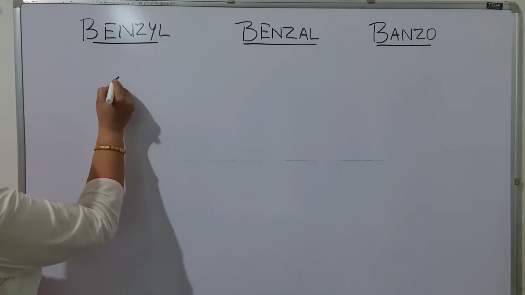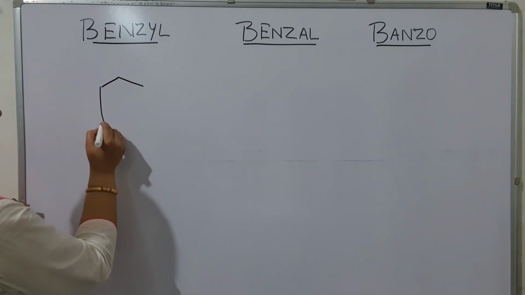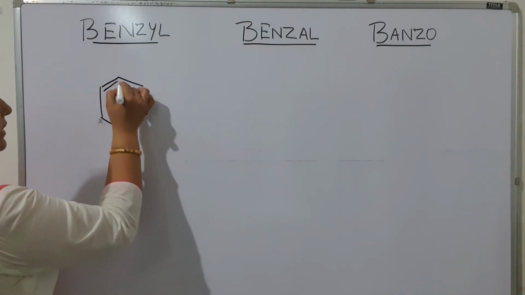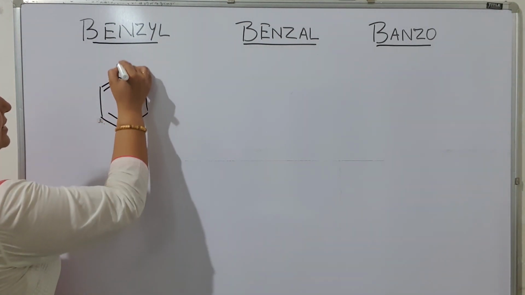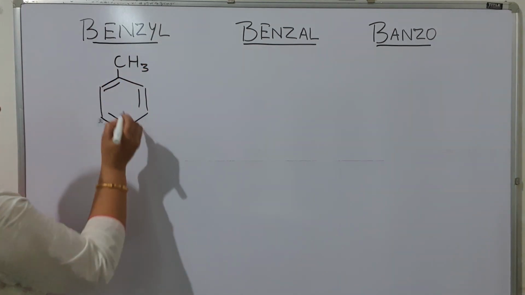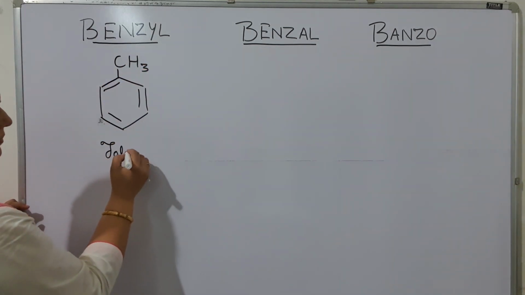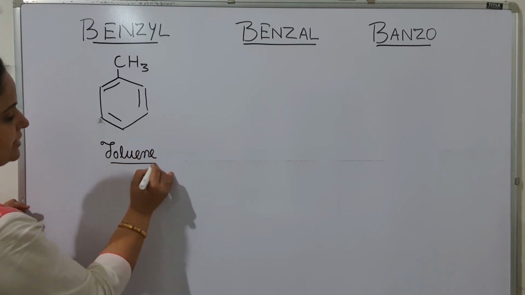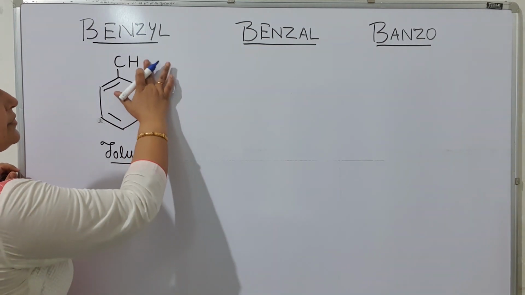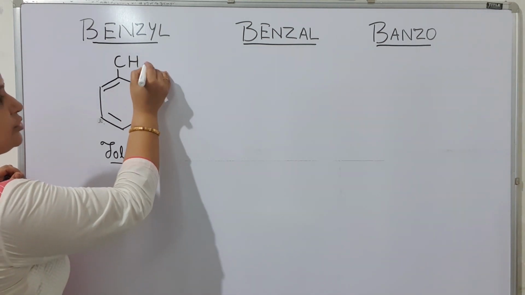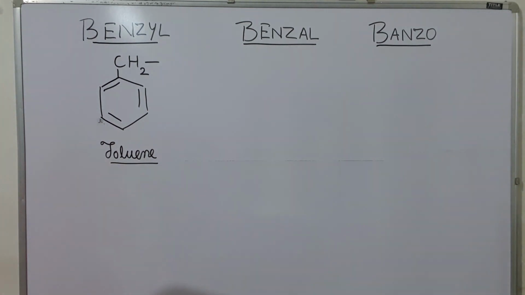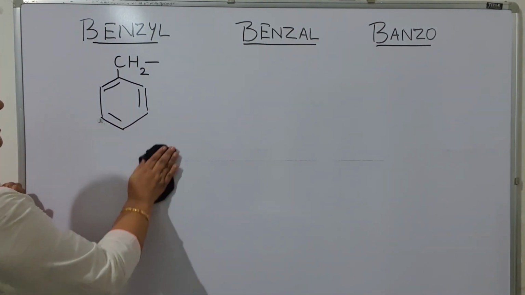Benzyl group. Here I am taking one benzene molecule, and if I add one CH3 to the benzene molecule, what does it become? It becomes toluene. We know this thing, this is toluene. Now from this toluene, I am going to remove one H. So here it is CH2 and this dash. Now this is no more toluene. This is called benzyl group.